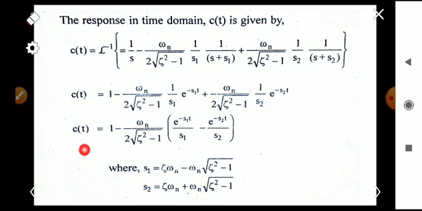And for c of t, we are just taking outside the value of omega n by 2 root theta square minus 1. We will get e raised to minus s1t by s1, then minus e raised to minus s2t by s2, where s1 and s2 are our solutions, as we have previously written. So this will be the response of a second order overdamped system for unit step input, that is 1 minus omega n by 2 root theta square minus 1 into e raised to minus s1t by s1 minus e raised to minus s2t by s2.